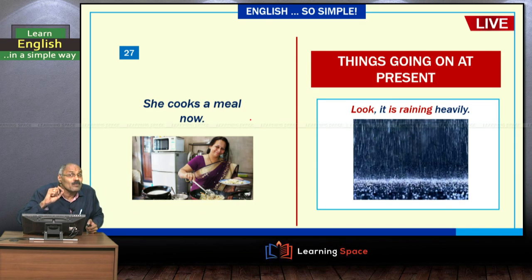She cooks a meal now. Here now, listen, all these things will take present continuous, and here she is cooking a meal now, right. So, things going on at present. So, we deliberated important examples. So, this ends today's class of these tenses.